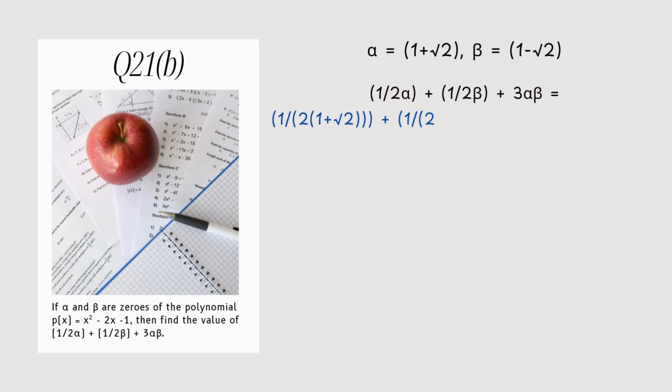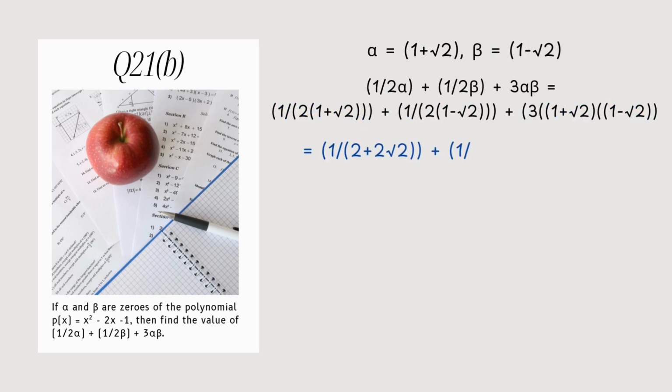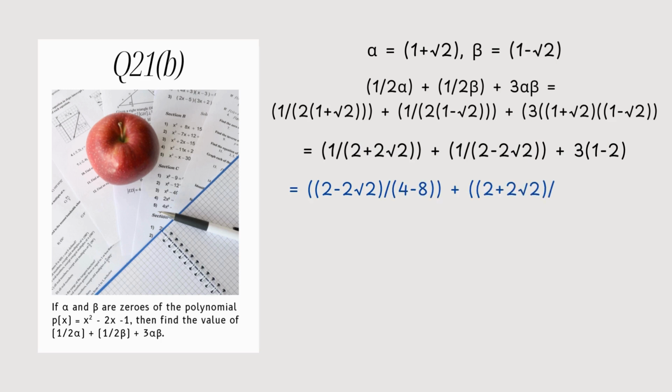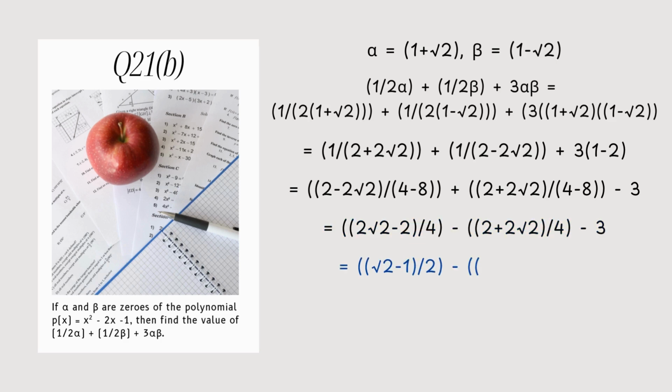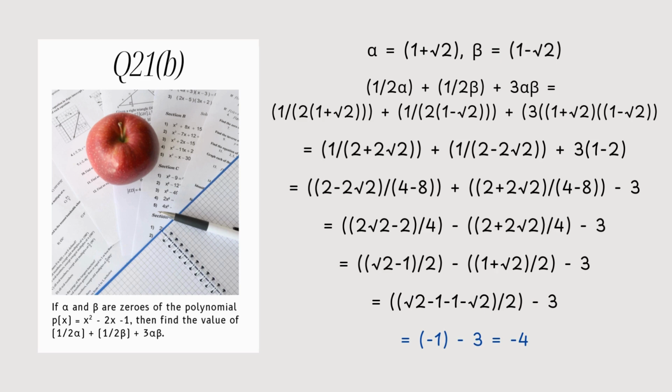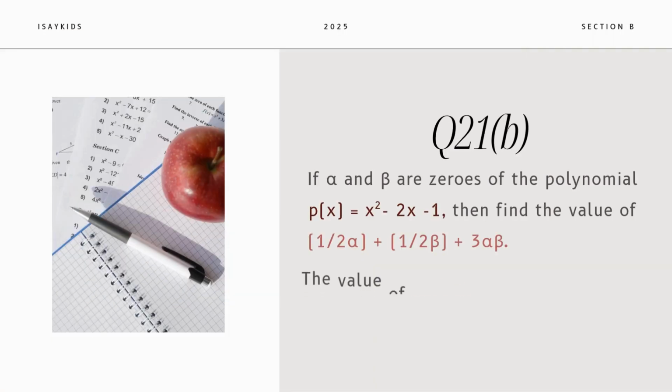Now substituting the values of alpha and beta, and then solving it further, rationalizing it, we get, which gives us the value as minus 4. Thus, the value of 1 upon 2 alpha plus 1 upon 2 beta plus 3 alpha beta is minus 4.